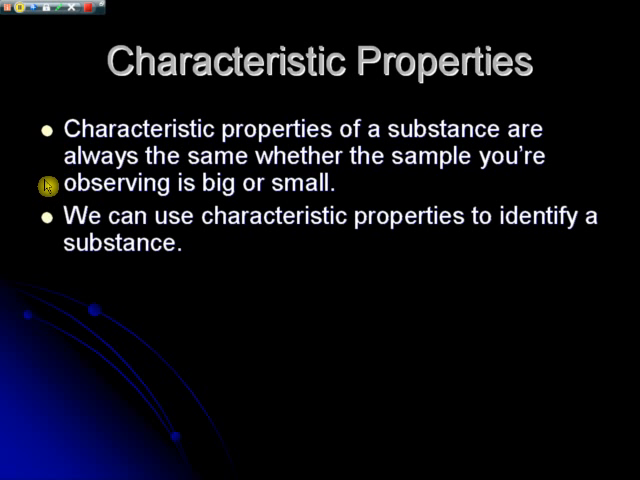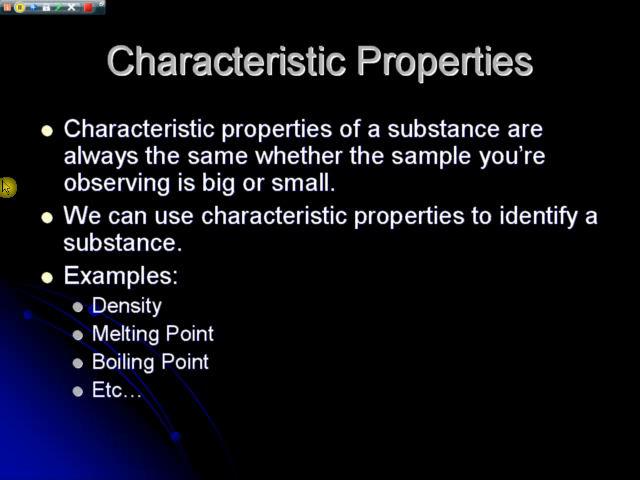We can use characteristic properties to identify a substance, which is why they're called characteristic properties. For example, I've already mentioned density. We can also use melting point and boiling point, and some others to identify what substances are. For example, water is the only substance that has a density of 1 gram per milliliter, has a melting point of 0 degrees Celsius, and a boiling point of 100 degrees Celsius.